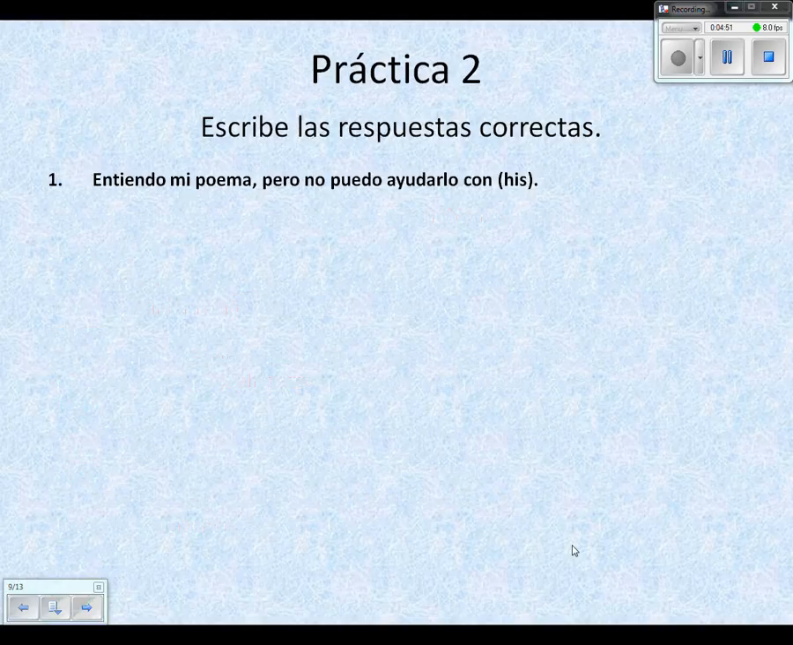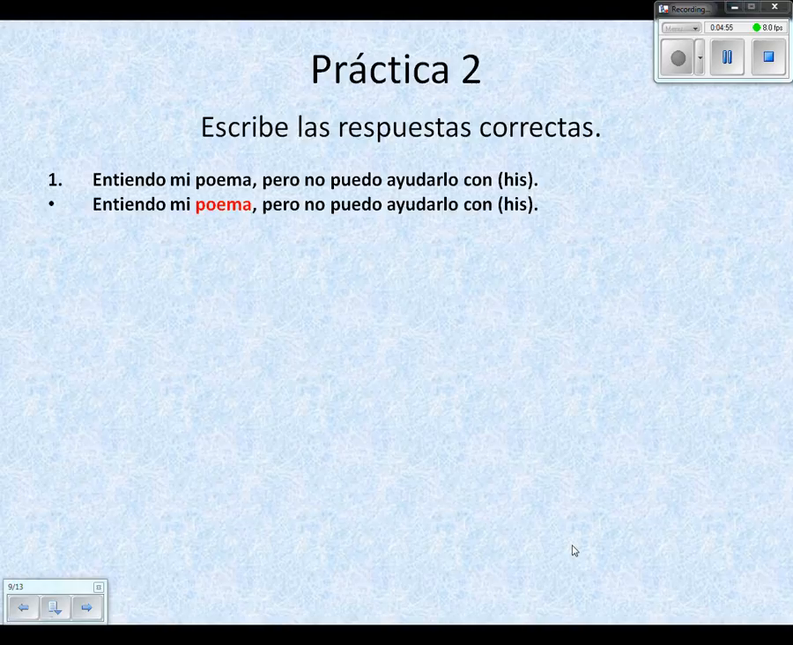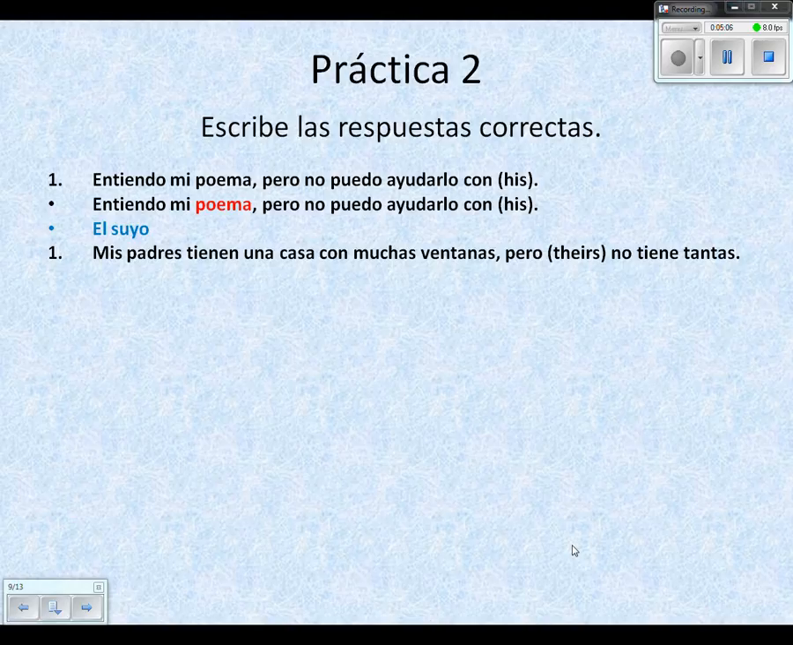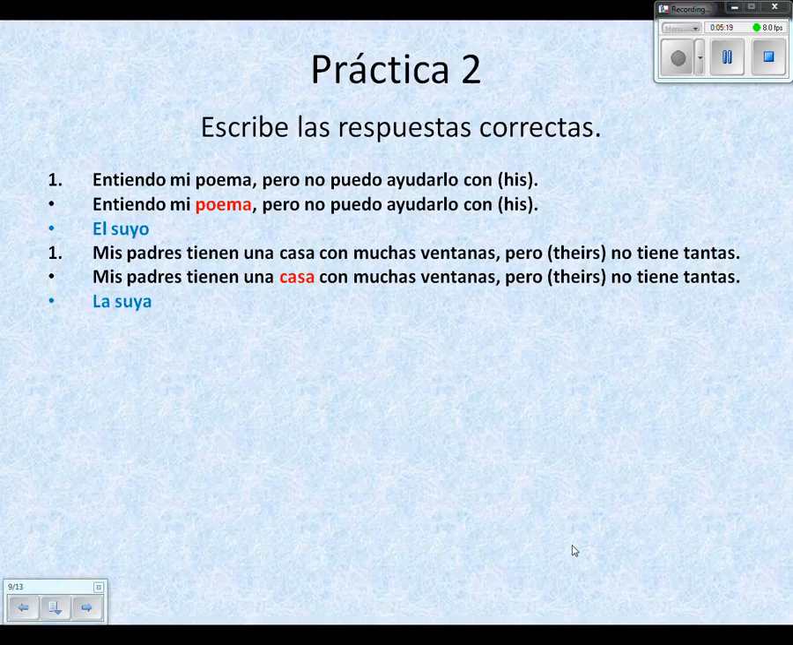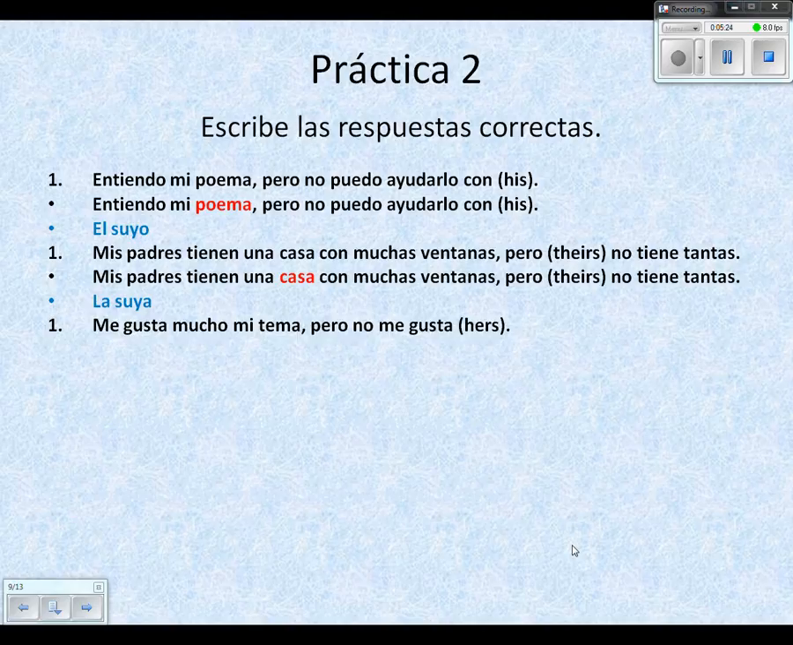Number 6, once again with the poem. I don't understand his, meaning his poems. So circle poem. That's going to be masculine and singular, and it belongs to him. We don't have ser before, so we're going to use el suyo. Number 7. Mis padres tienen una casa con muchas ventanas, pero theirs no tiene tantas. Okay, the question here is what? Here it is describing a house. Their house doesn't have as many. So go back and circle house, and we're going to use la suya because it's singular and feminine.